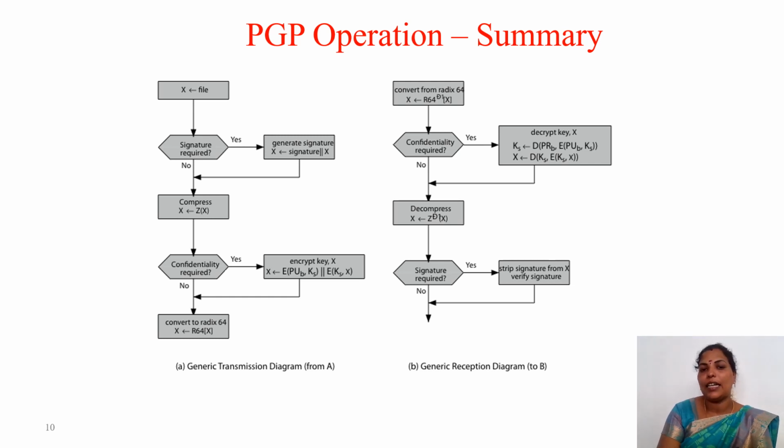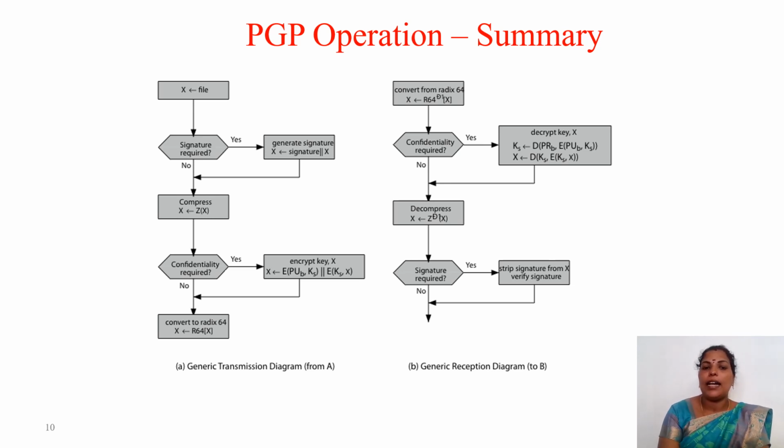Then if confidentiality is required, only then we perform the encryption process. So here, if confidentiality is required, yes, we have to encrypt it using any of the public key cryptosystems. And if it is no, then we have to convert to radix 64. So this is a generic transmission diagram from A to B. If you are sending a message from A to B, these are the operations performed on the sender side.